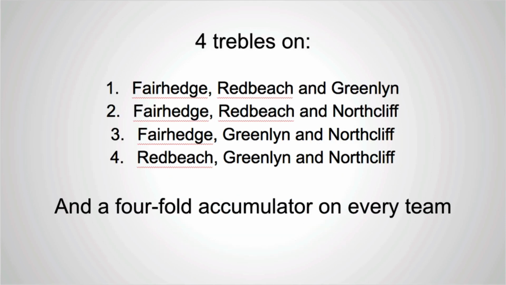Then the 4 trebles on Fairhedge, Red Beach and Green Lynn, Fairhedge, Red Beach and Northcliffe, Fairhedge, Green Lynn and Northcliffe, and Red Beach, Green Lynn and Northcliffe. Then there is the 4-fold accumulator on each team.